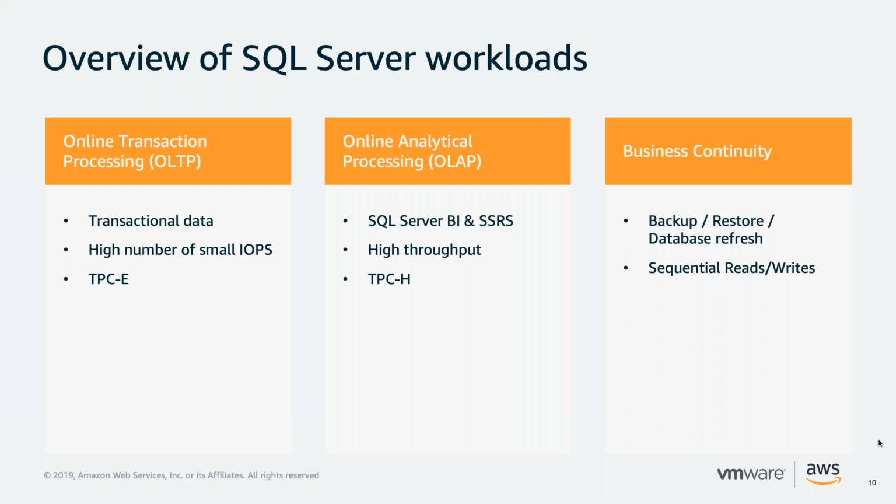Online analytical processing, those are usually the business intelligence type apps. Those applications are very RAM intensive, and TPC-H is a very good benchmark for testing those types of applications on VMware Cloud on AWS. And for business continuity type workloads, which include backup, restore, and database refreshes, those do heavy sequential reads and writes.